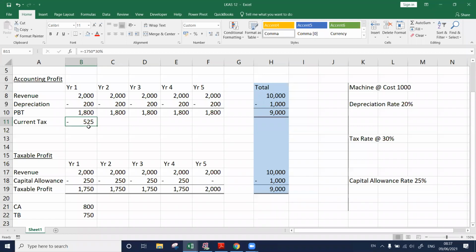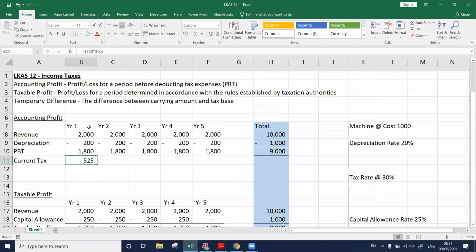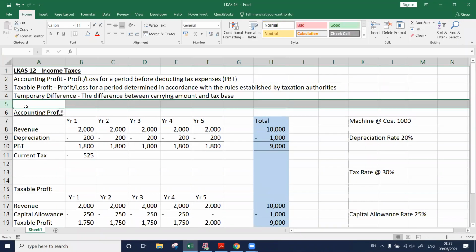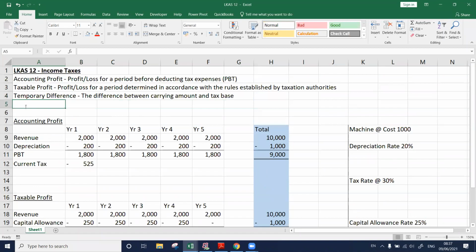So current tax means what? Tax payable or recoverable on what? On taxable profits in the year. I will write it here. Current tax.